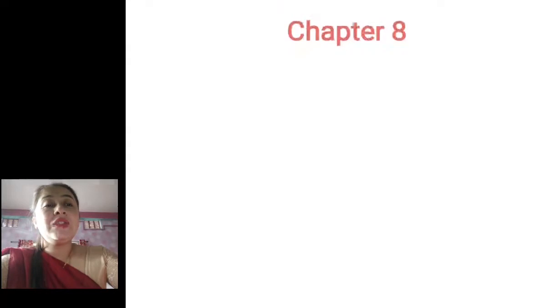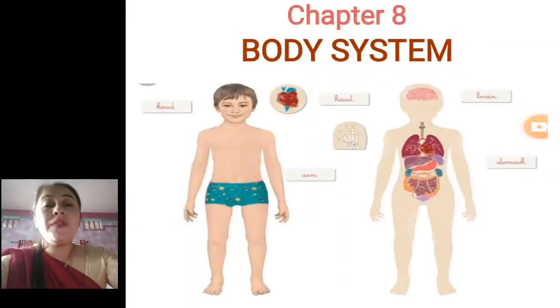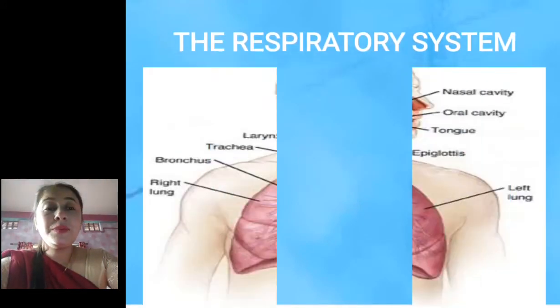So children, we are doing chapter 8, body system, in which we have learned a few systems: the digestive system we have completed, the circulatory system we have completed, the respiratory system we have completed, and the excretory system we have done. Yes, so in today's class we will learn more about body systems. So let us see what is the first system we will learn. So the first system we will learn is the respiratory system.